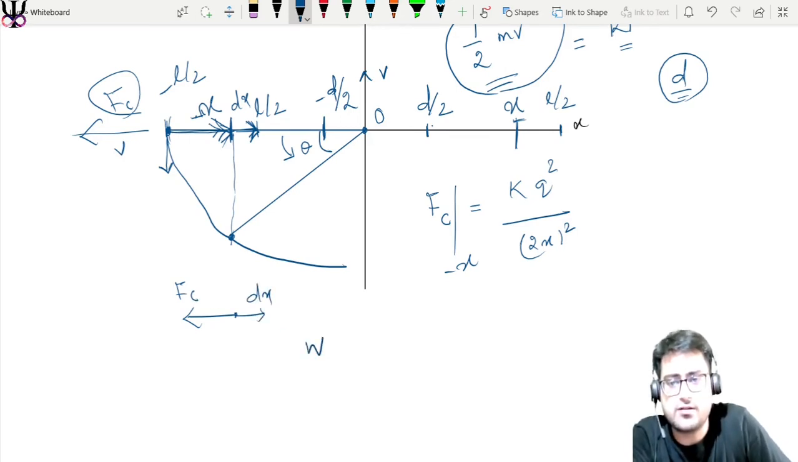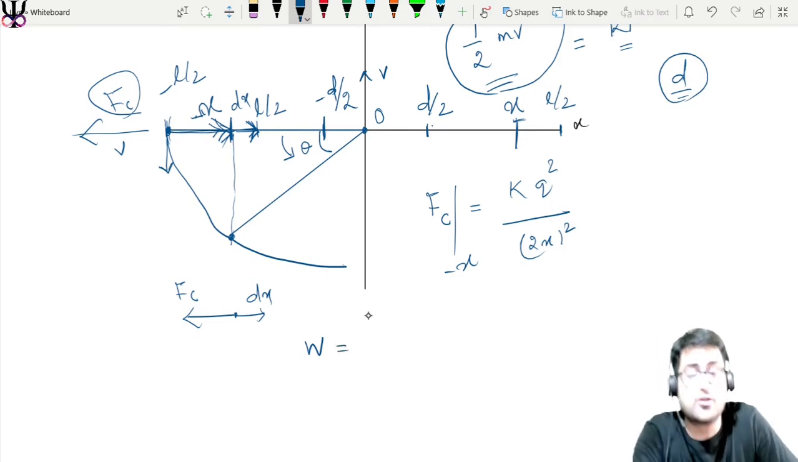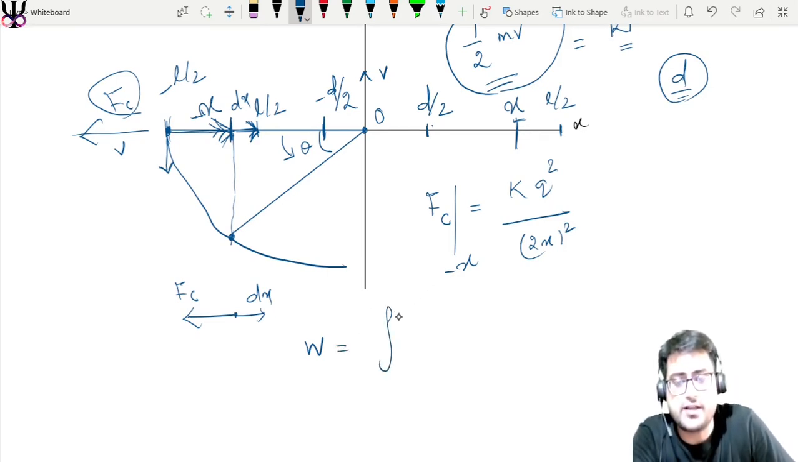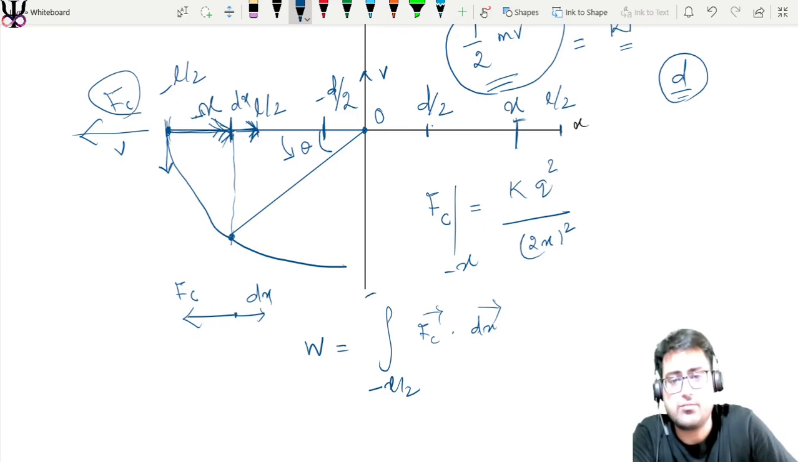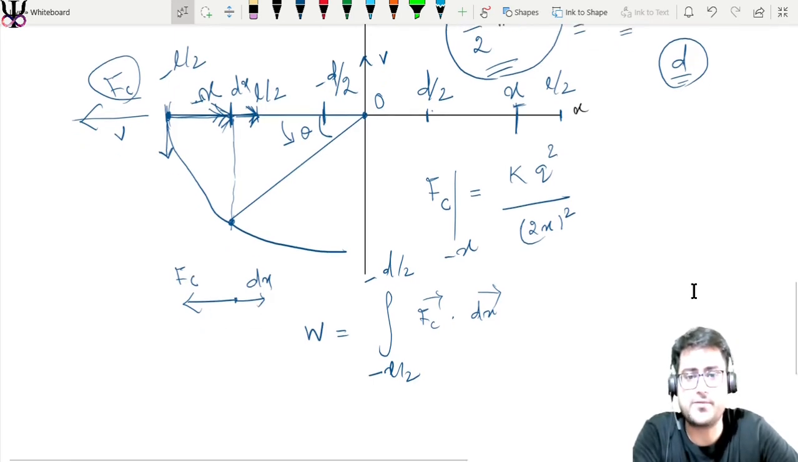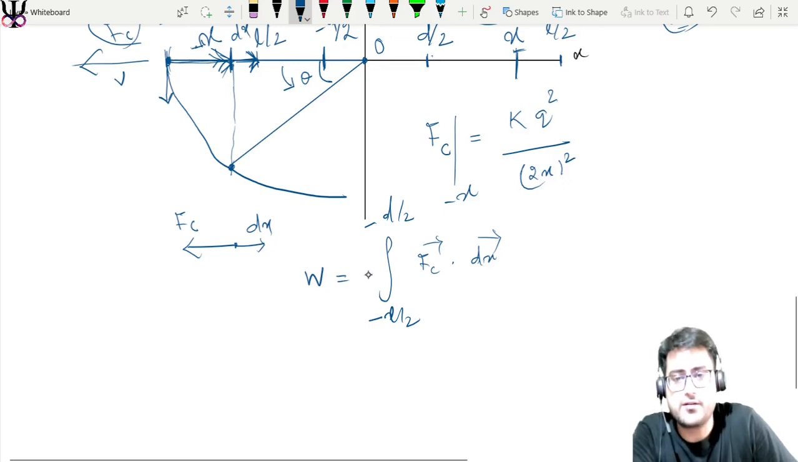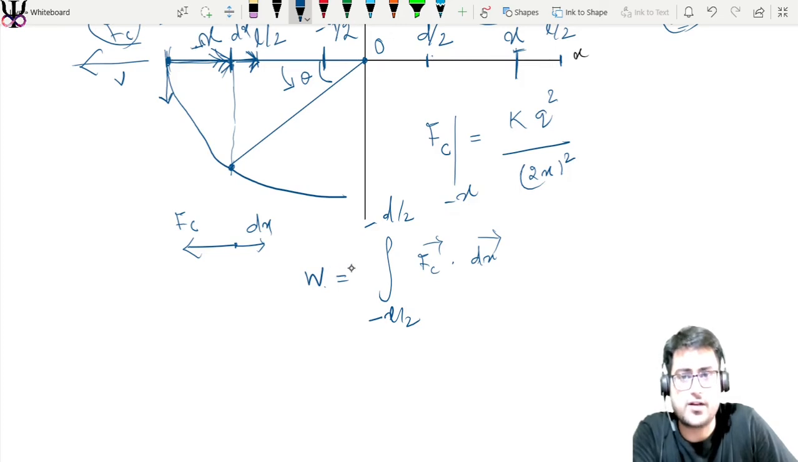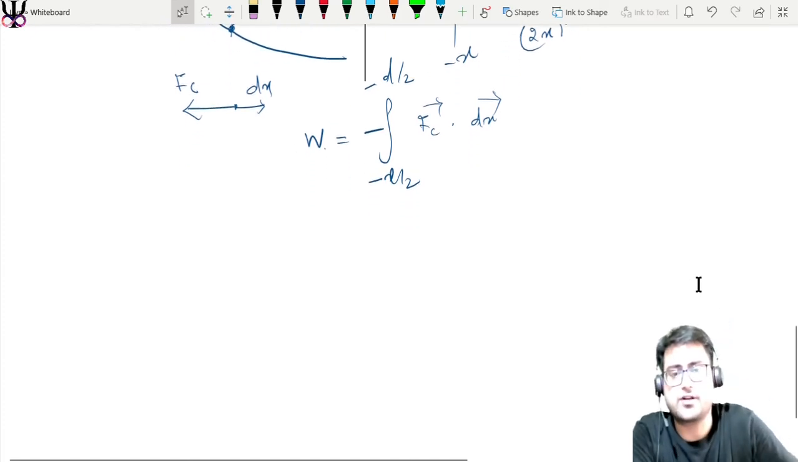The work done by the Coulomb's force is going to be the integration of Fc dot dx while it moves from minus L by 2 to minus d by 2. That is the work done by Fc. But the work done by the particle would be the negative of that, correct? The actual work done by the particle would be less.